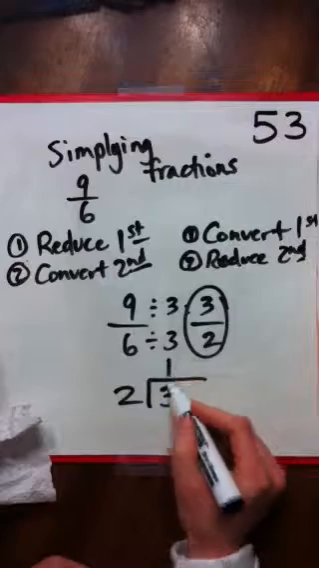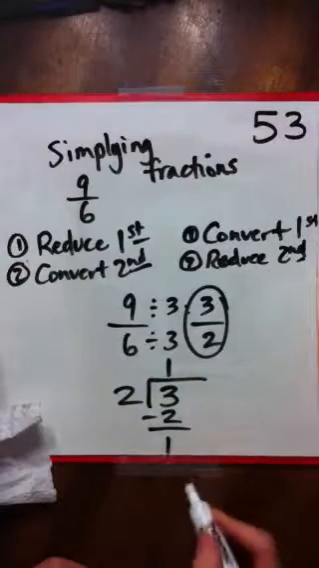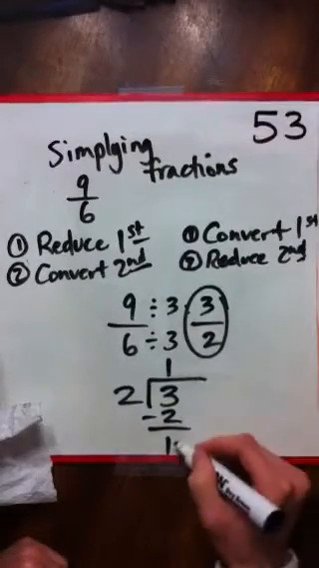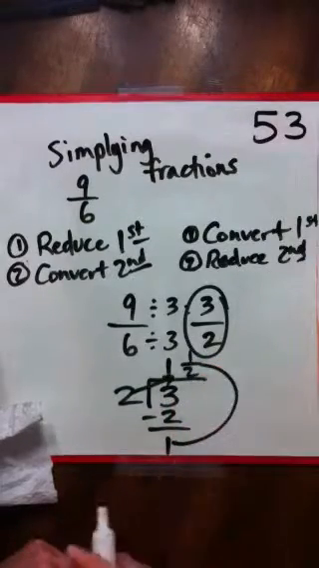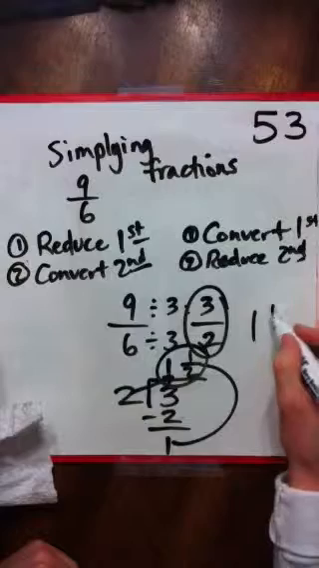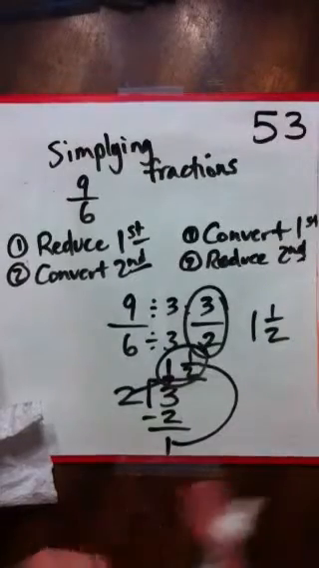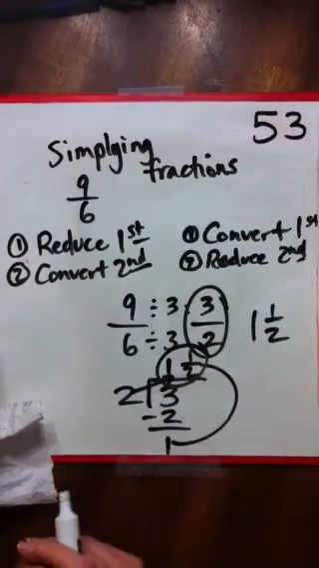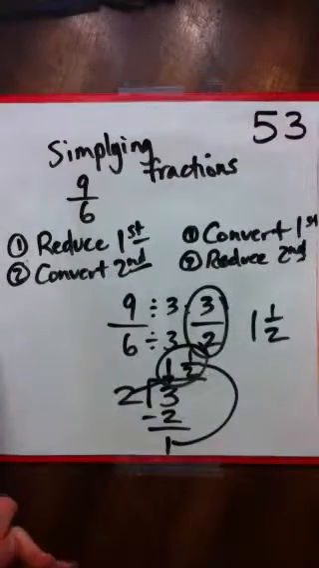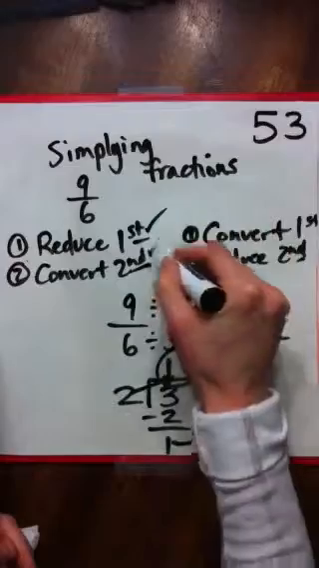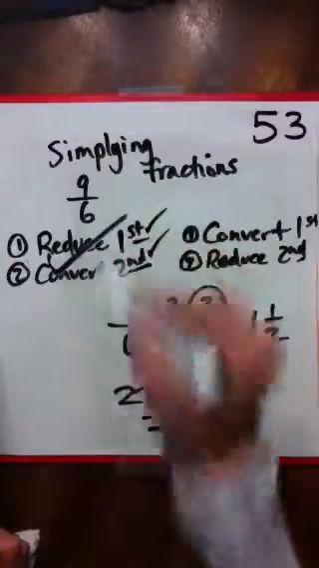2 will go into 3 one time, and I get 1 remainder. Now, if you remember, that comes up to the top, and then this 2 comes over here. So my answer is 1 1/2. And that is my final answer, because 1/2 will not reduce anymore, and this 3/2 is converted into a mixed number. So that we reduced and then converted. So we've done this one.